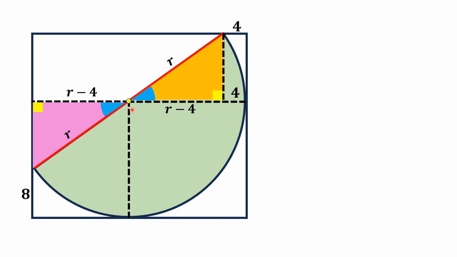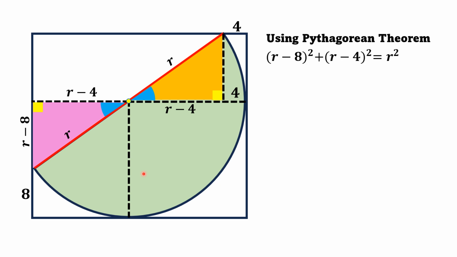Now if we look at this line segment, this is a radius of the semicircle, and this small portion of length is 8 units, so this remaining portion is r minus 8. Now we have this right triangle and all three sides are given. Hypotenuse is r and the legs are r minus 8 and r minus 4. So applying the Pythagorean theorem on this right triangle, we have (r minus 8) squared plus (r minus 4) squared is equal to r squared.